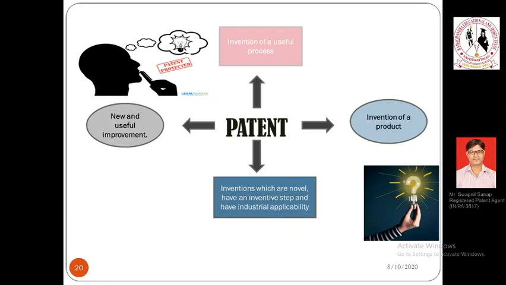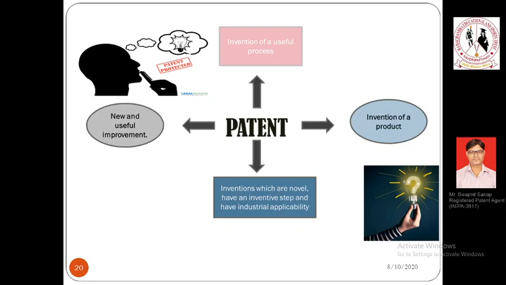New and useful improvements. For example, if I am using a mobile phone, 10 years back there was the Nokia phone and now these are all smartphones. Any improvement, the purpose is the same, that is communication, but there has to be a substantial improvement in that, and any such improvement which falls in the new and useful category is considered eligible for getting a patent granted.